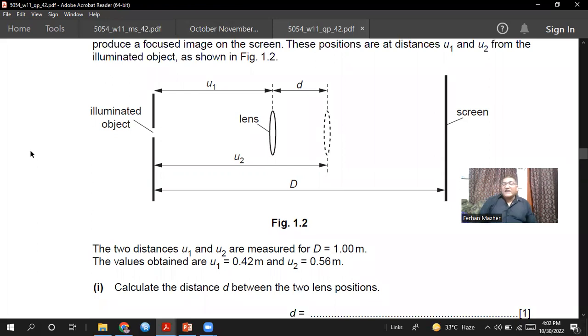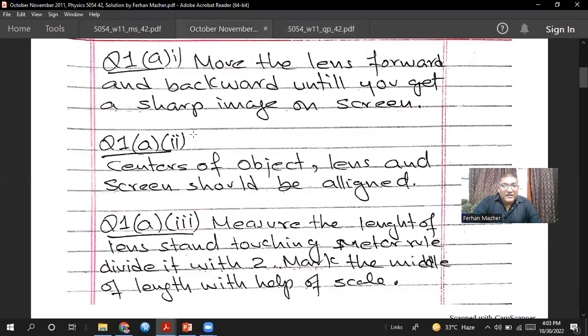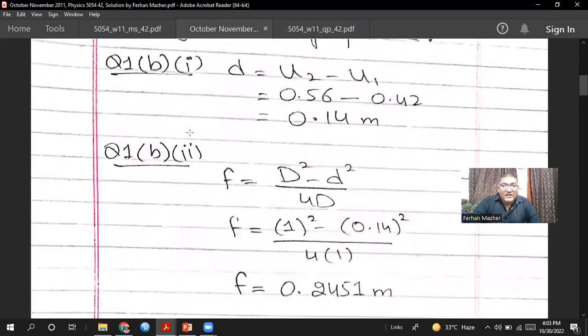Okay, so d will be U2 minus U1. Very simple, straightforward. We have the value of U2 and we have the value of U1. Just subtract them from each other, and you will get the distance between the 2 positions of the lens. So very simple. Okay, so let me show you my answer.